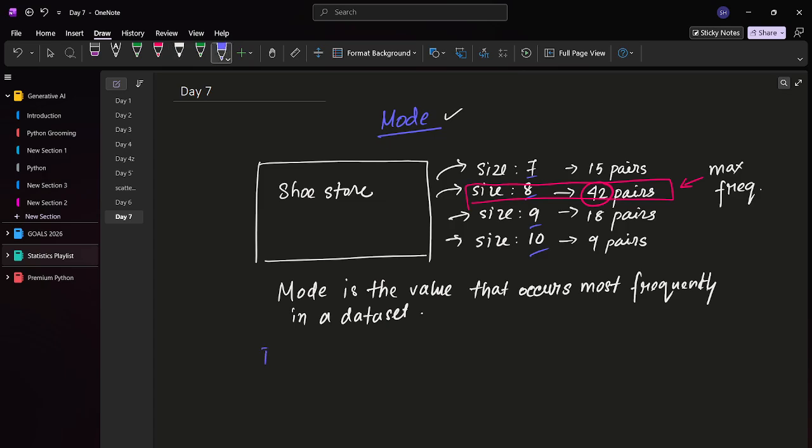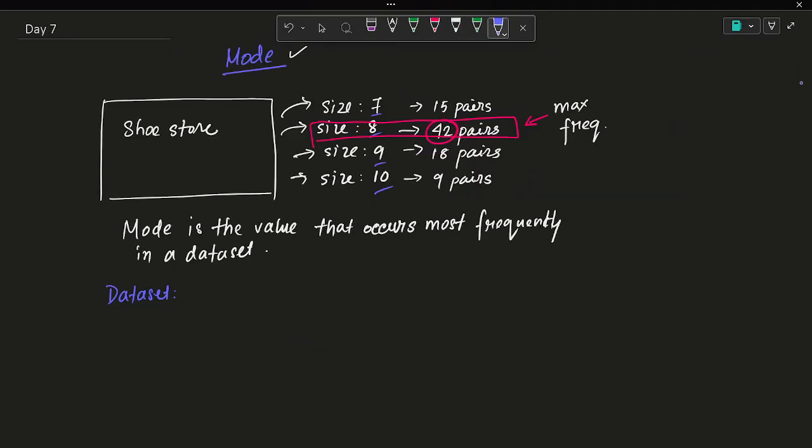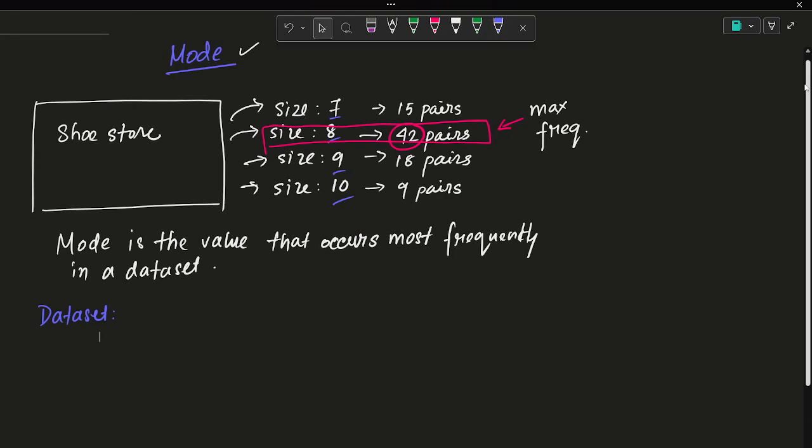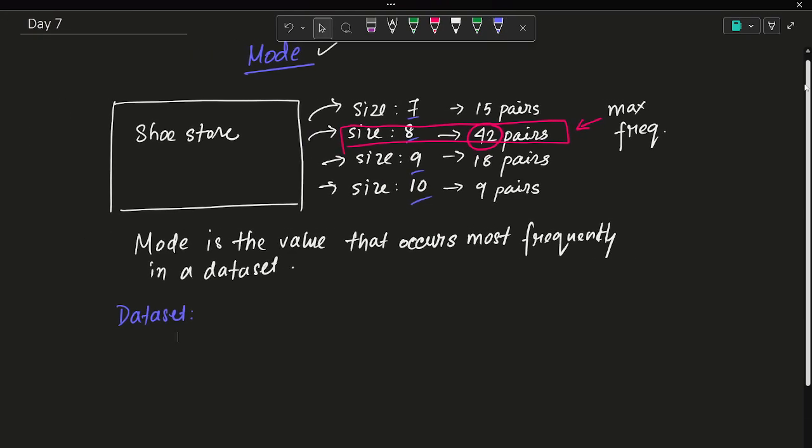Let's suppose we have a data set. Let me write it here: 2, 4, 5, 5, 6, 7, 5, 8.